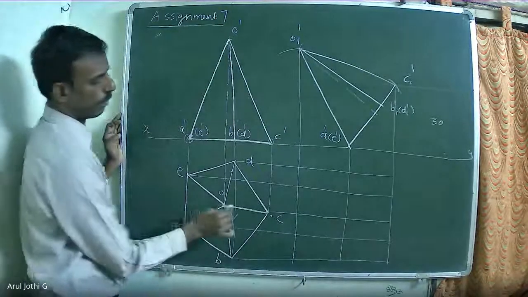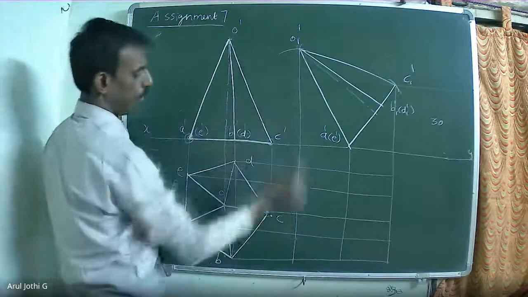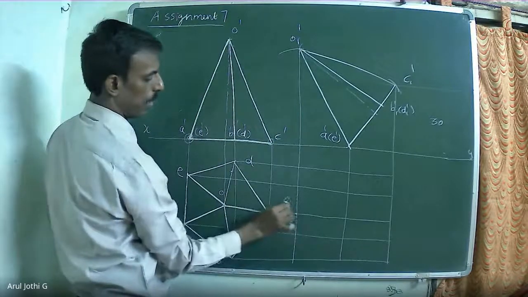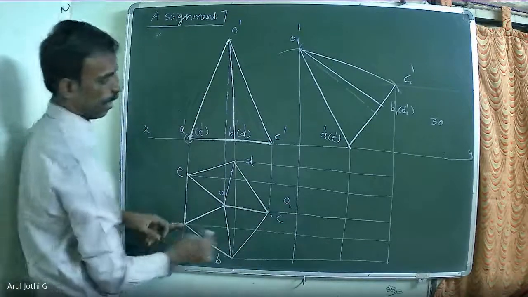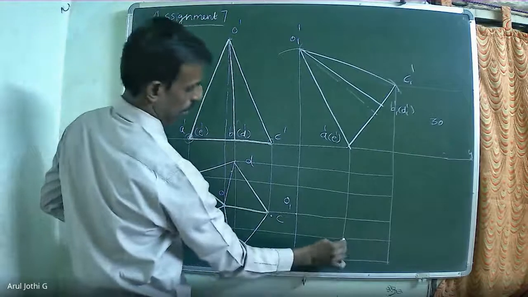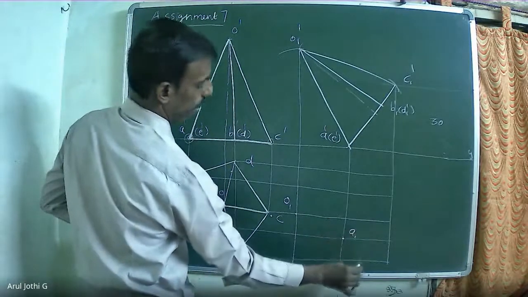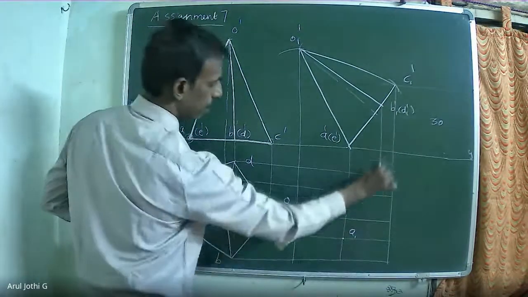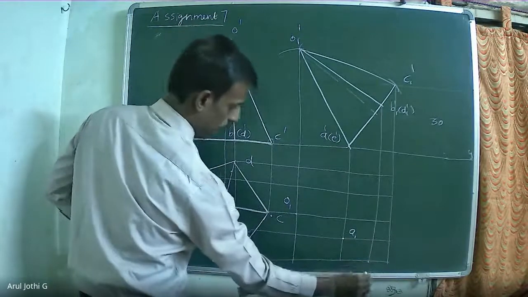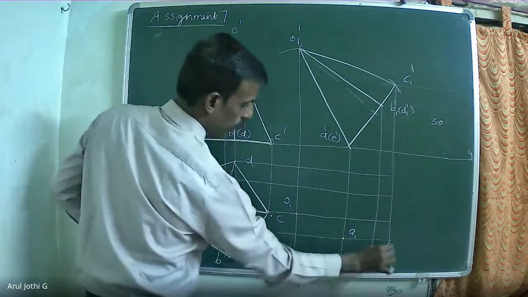So first extend the apex point O and O1 dash. This will be O1. So this will be A1. B1.